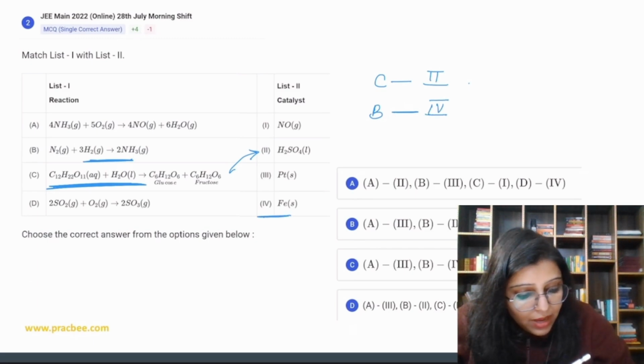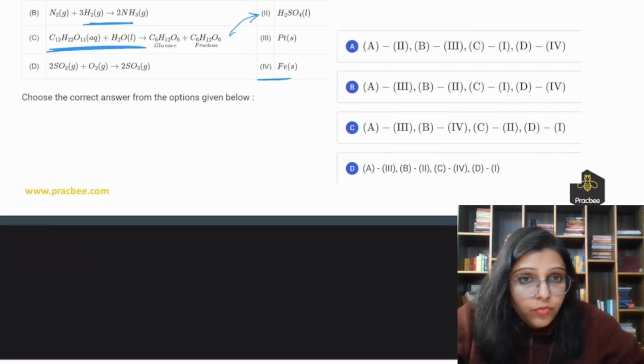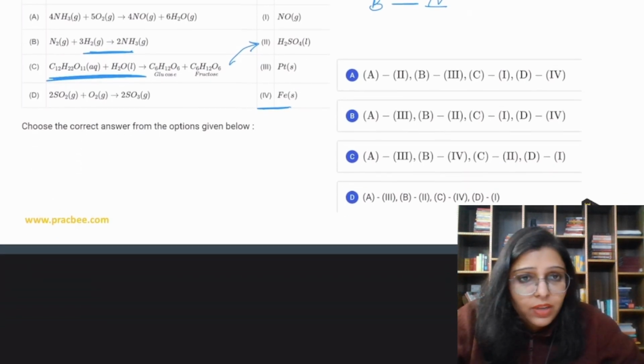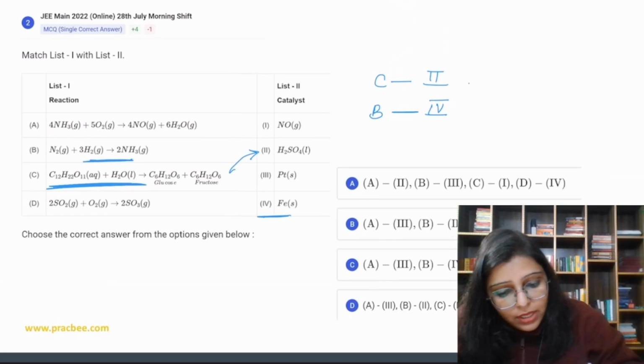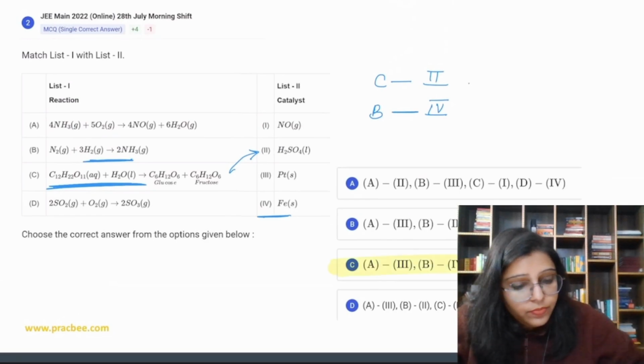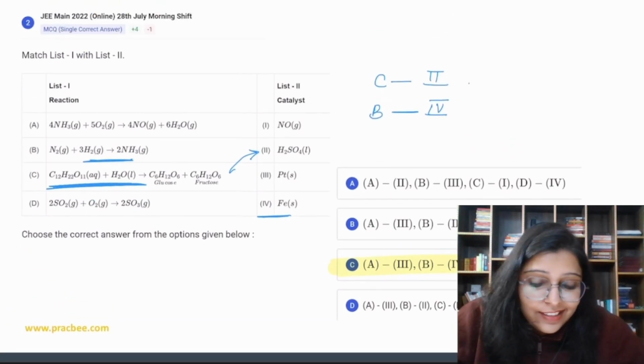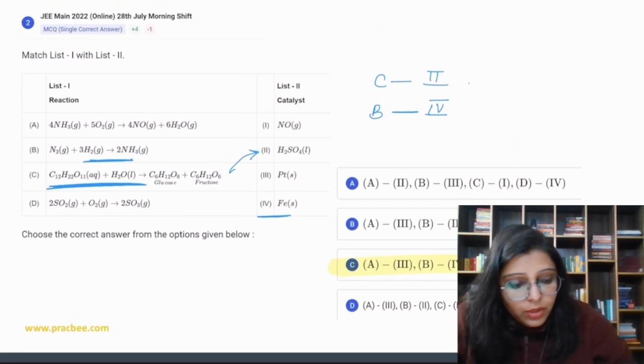So just check, can we match this? C can be matched with fourth and B can be matched with second. On the basis of that, we can find the correct answer. Option C is the correct answer. That's it. There is no need to know other catalysts, but yes, you can compare otherwise. Next question.